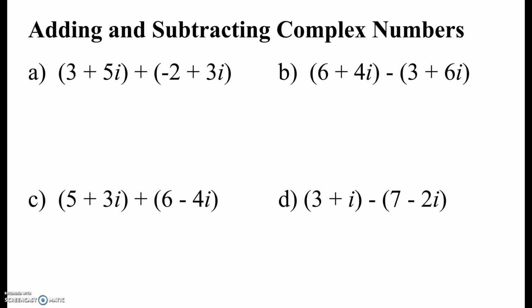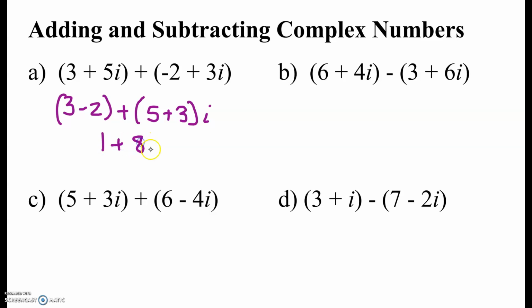So according to our definition, adding, we're going to take the real number parts and add them together. Now, in this case, we're adding a negative, so we can just write it as subtraction. And then we'll take the imaginary parts and add them together, and that will have an i with it. So we have 3 minus 2, which is 1, plus 5 plus 3, which is 8, i.